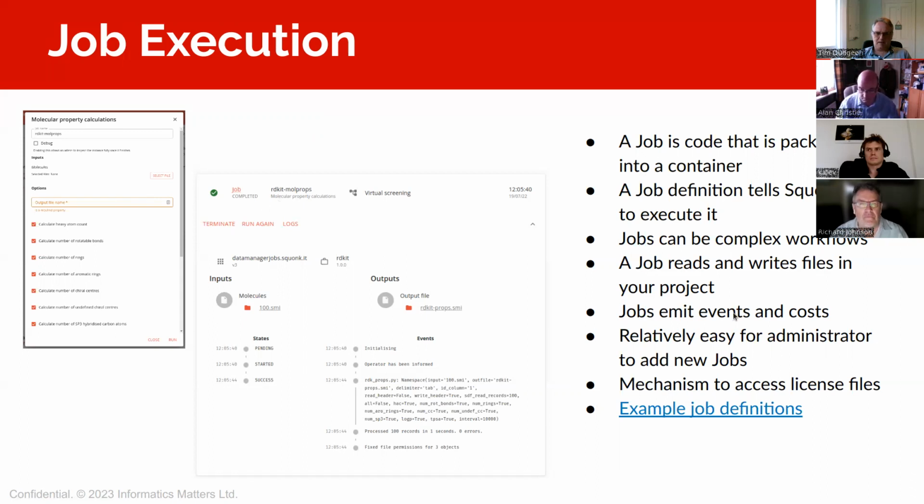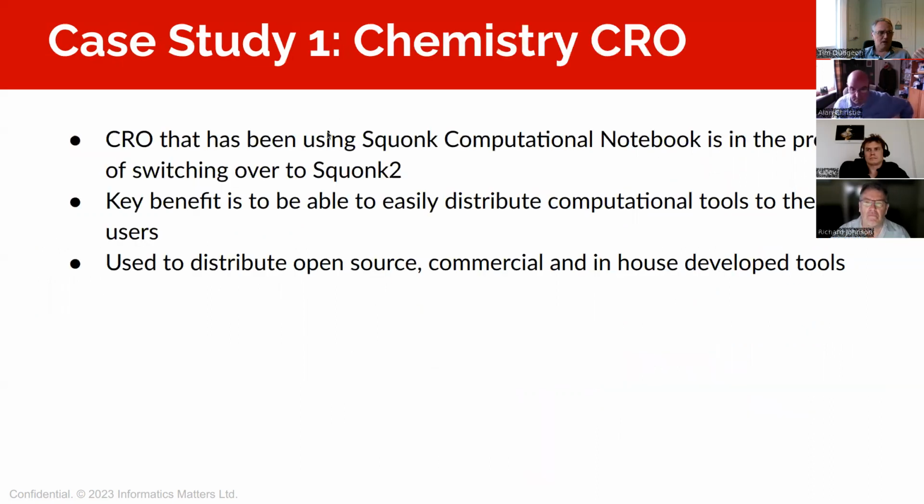These jobs emit events that you see in the user interface, and they emit costs which accrue to Squonk coin usage within your project. Again, we'll demo this in a minute. So I'll just highlight two case studies here where we have people using Squonk. The first is a chemistry CRO.